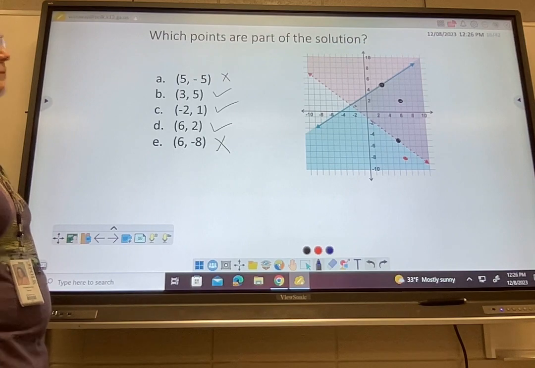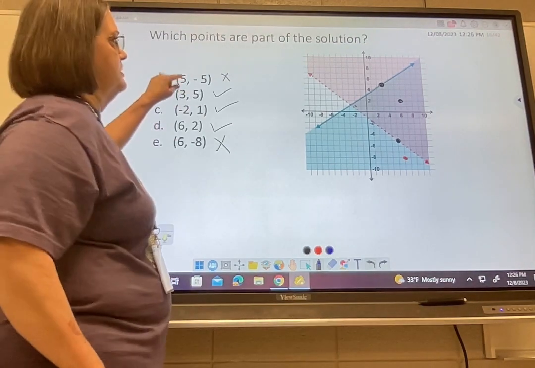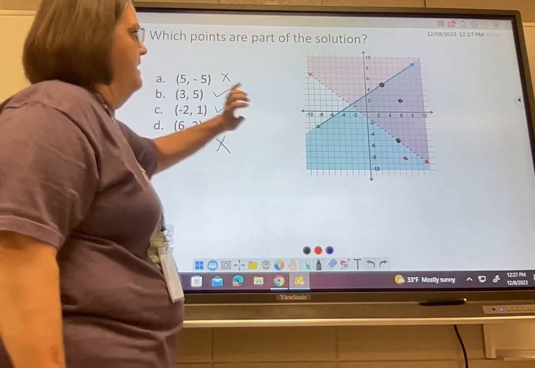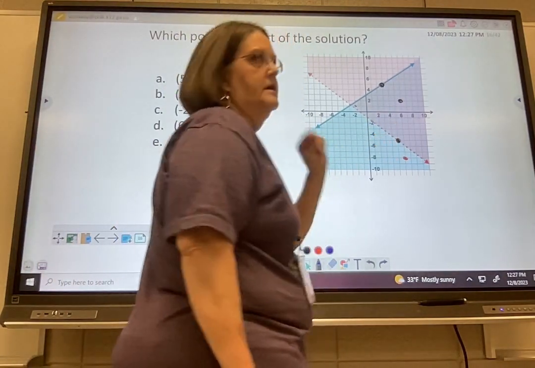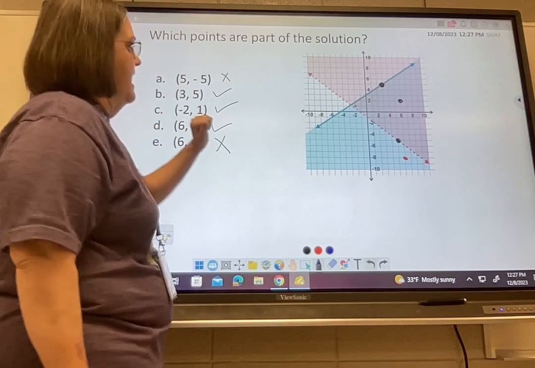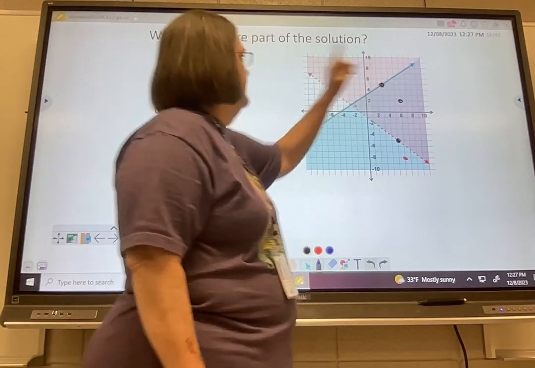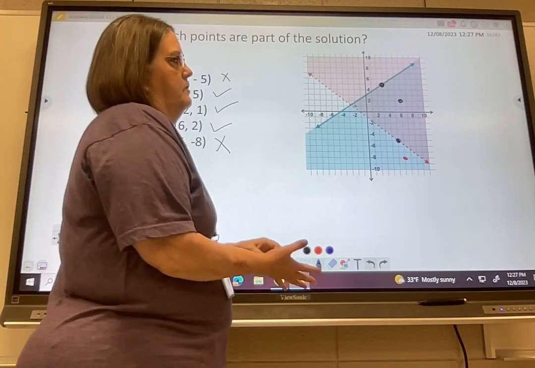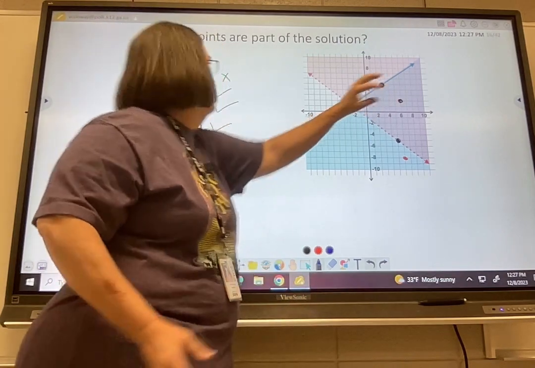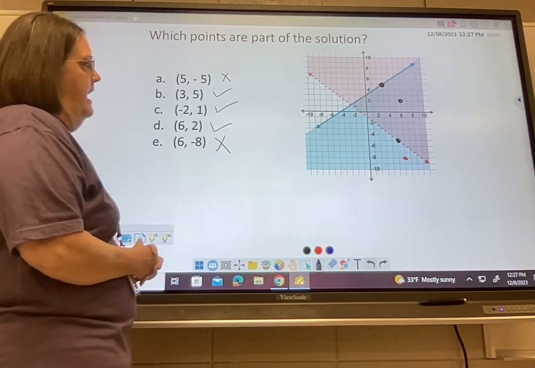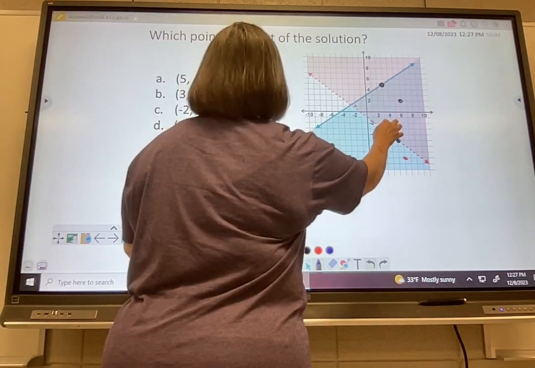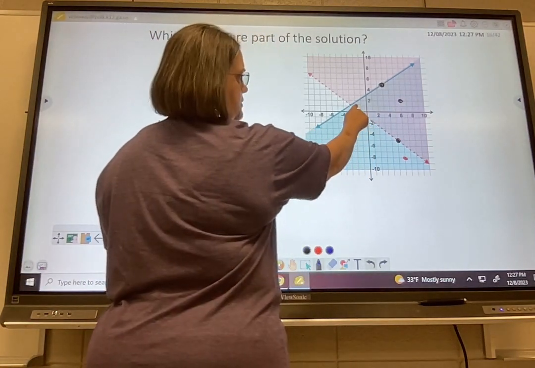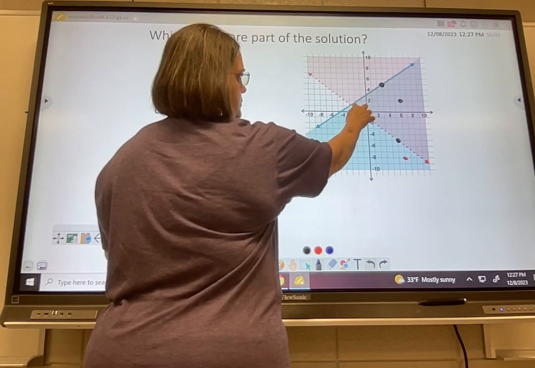Okay, and I plotted every one of these points, and you can see which ones work. So 5, -5 is on a dashed line, so therefore it doesn't work. 3, 5 is on a solid line. It does work. And look, you're looking at the double shaded region, which is this region over here. 2, -1 right here. I didn't do that one. Oh, I did too. -2, 1. I read it backwards. -2, 1 is right there.